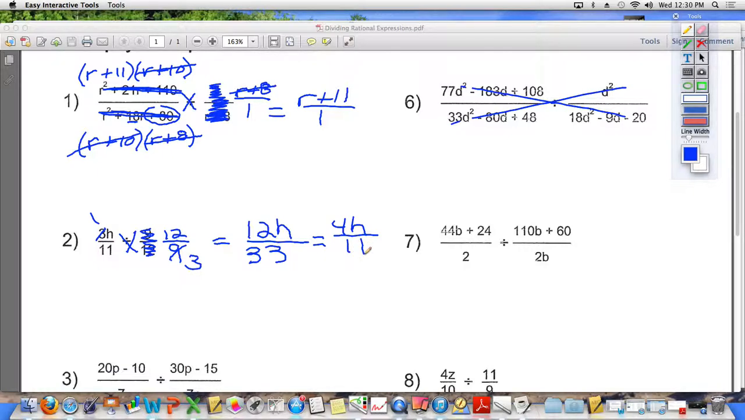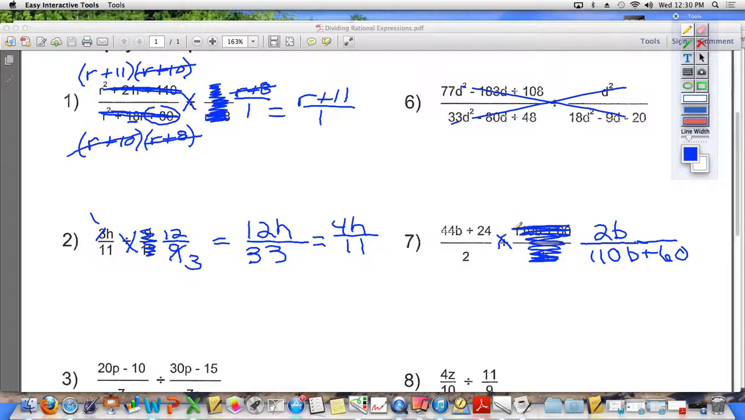Number 7, change the divide to a times. I am going to write the reciprocal before I cross anything off. So I have a 2b on top. On the bottom, I have a 110b plus 60. And now I'm going to cross this off so I can't see it anymore. I really think it's helpful to not even be able to see it anymore.